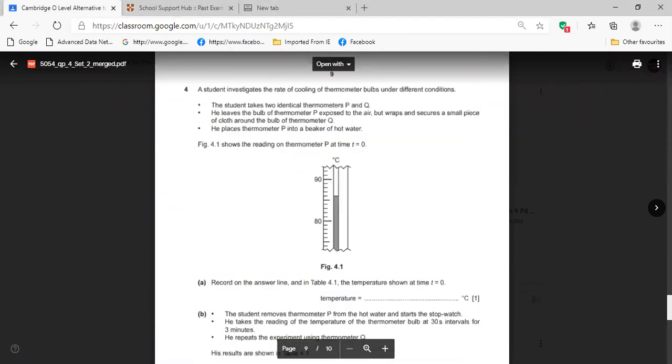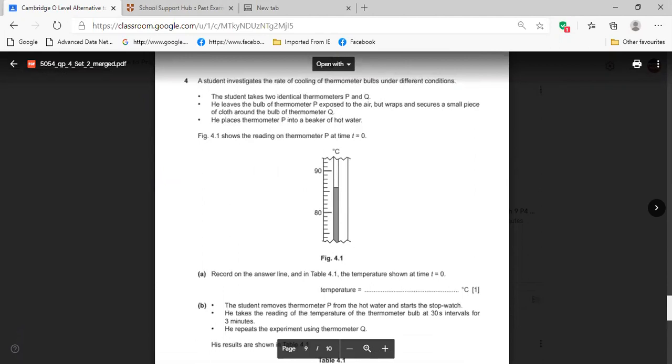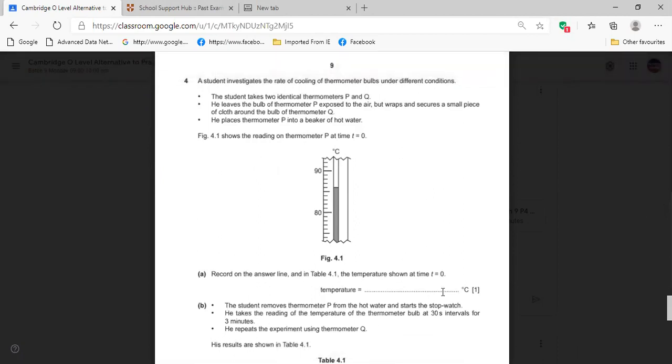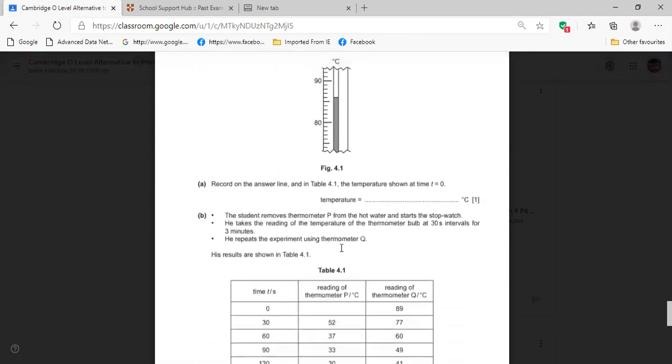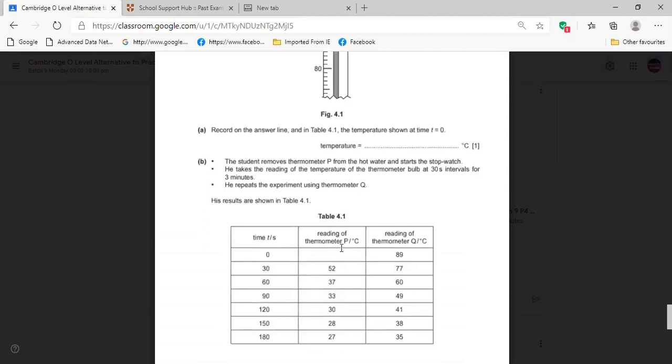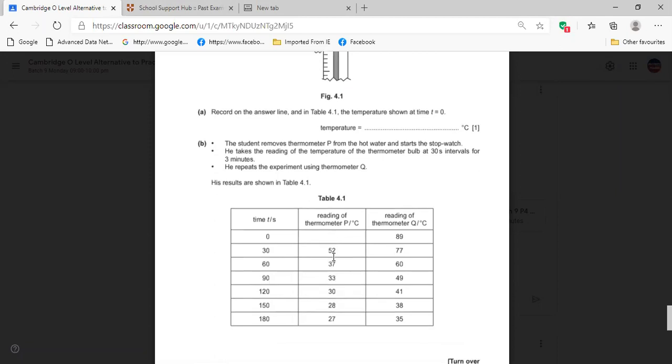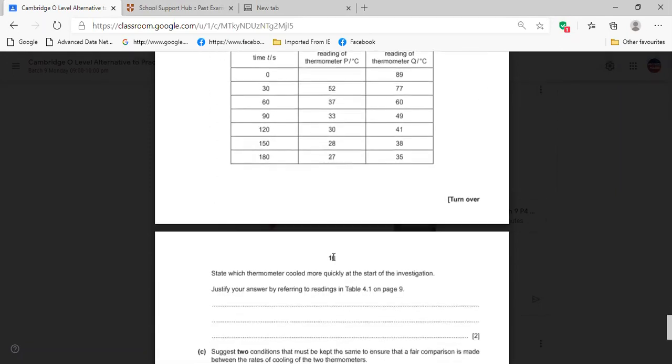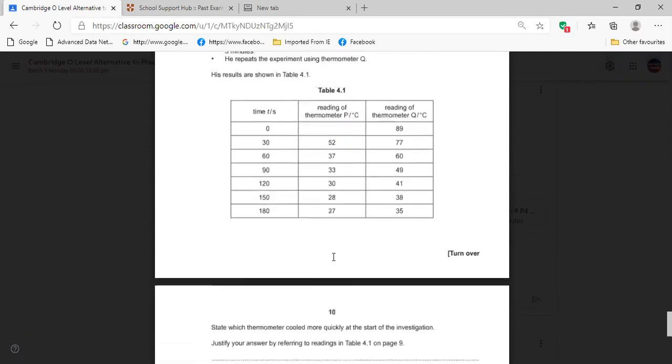Now, question number 4, A. What is the temperature you got, all of you? 86 degrees Celsius. Amjad, you also got 86? Yes sir. Okay, very good. So all of you got the same answer. Then we have to record this 86 degrees here in this table and get the answer.